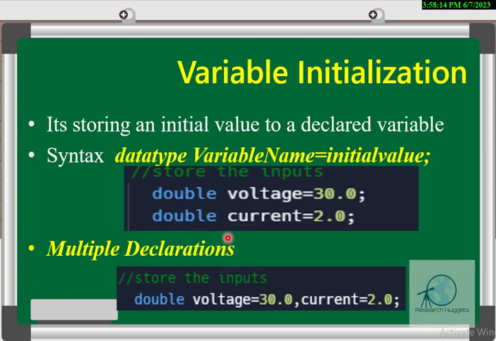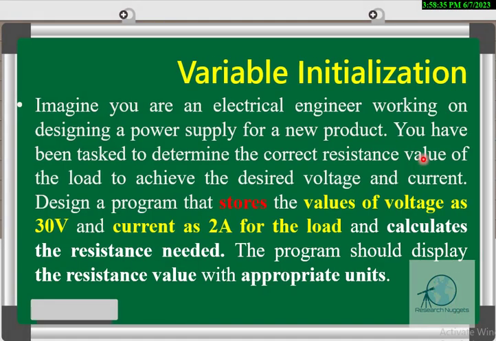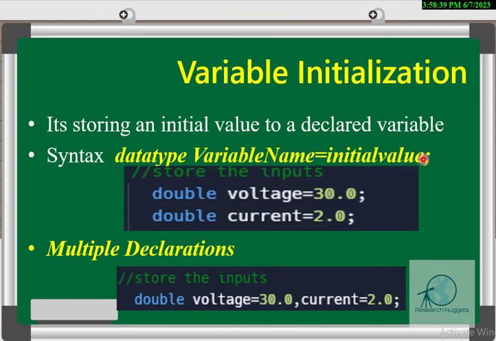In our given case study, we are already being told that the voltage is 30 volts and the current is 2 amperes. The syntax normally is data type followed by the variable name, and then use this assignment operator, and then you place your initial value. So still relying on our particular case study, our voltage is 30 volts, current is 2 amperes. So how are we going to do it?